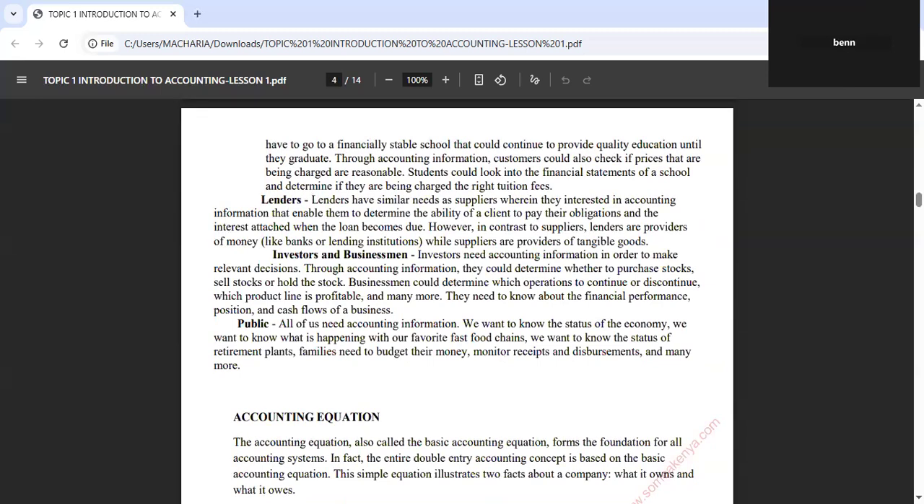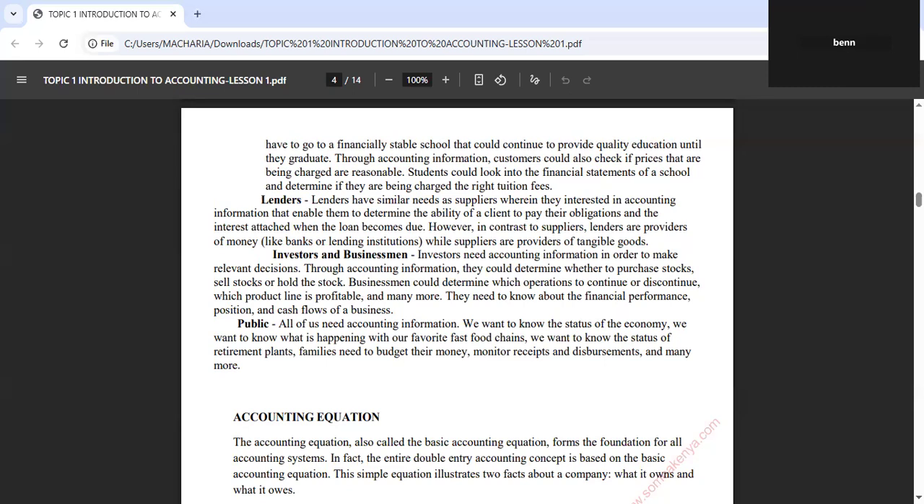Of importance are the lenders. Lenders cannot sell their loans to organizations or people who have chances of default. So we are saying that lenders have similar needs as suppliers, where they are interested in accounting information, of course, to judge the ability of the borrower.